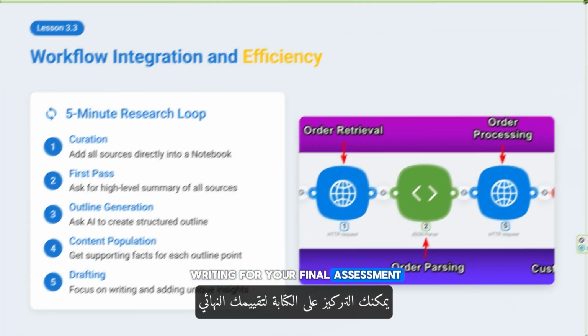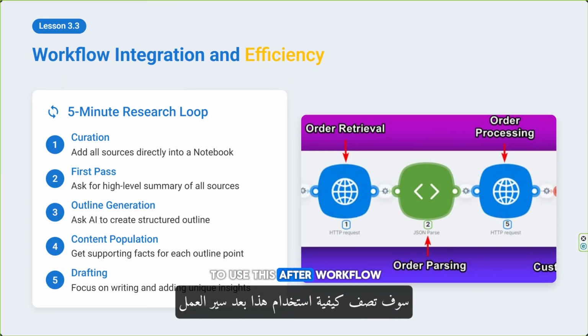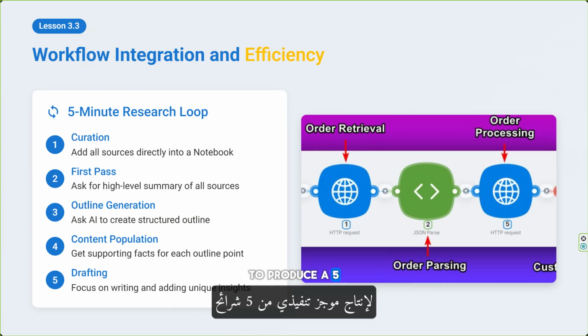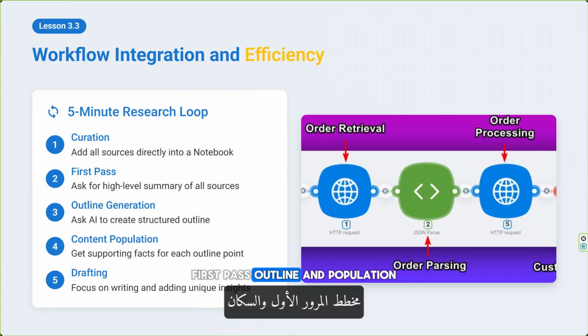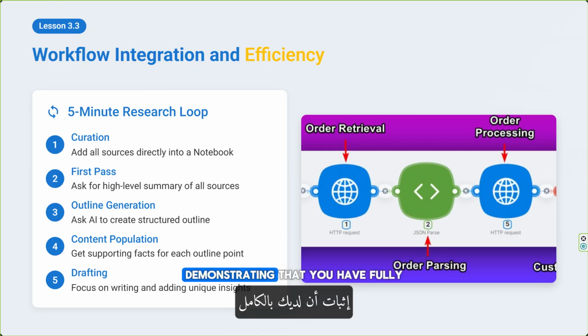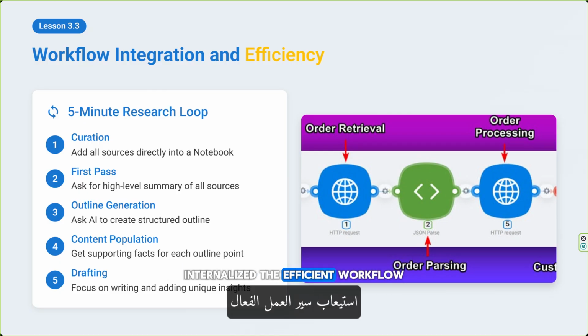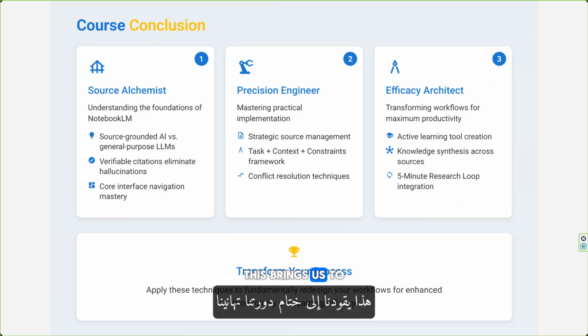For your final assessment, you will describe how to use this after workflow to produce a 5-slide executive briefing. You would detail the prompts used for curation, first pass, outline, and population, demonstrating that you have fully internalized the efficient workflow. This brings us to our course conclusion.